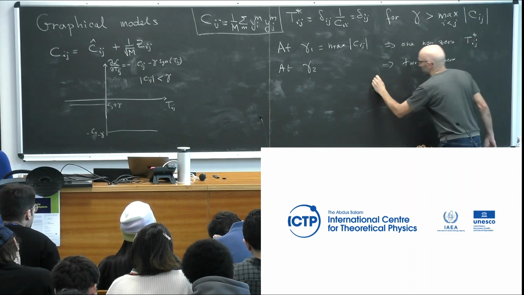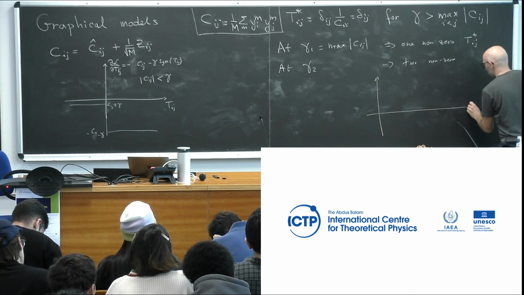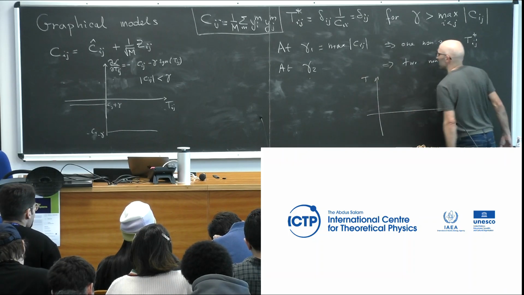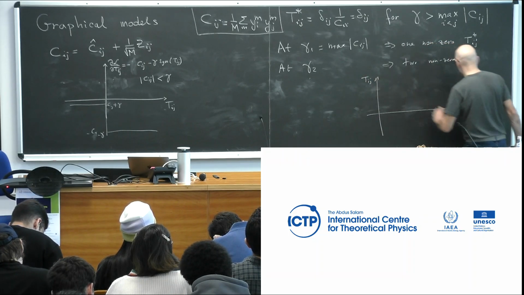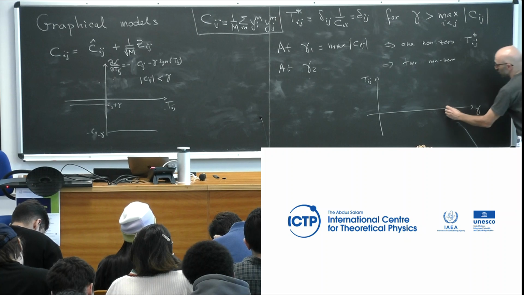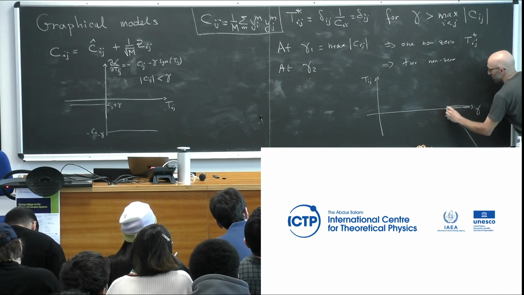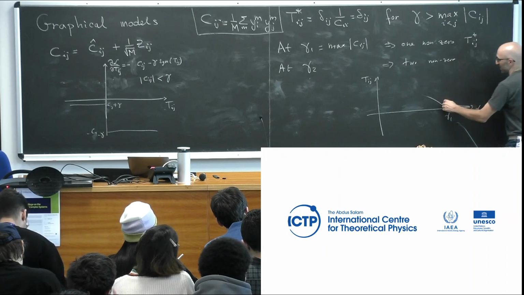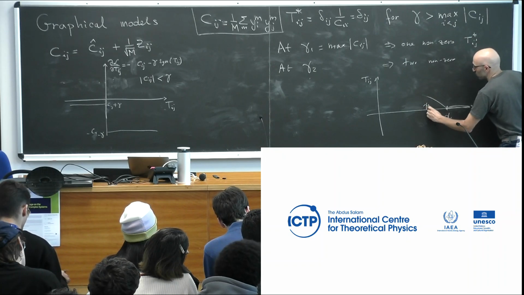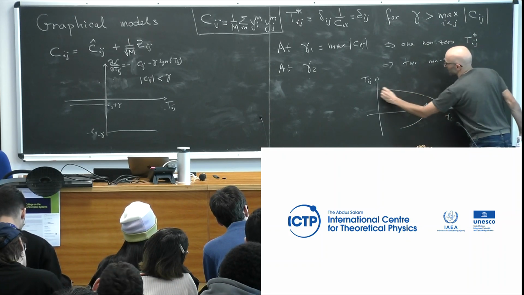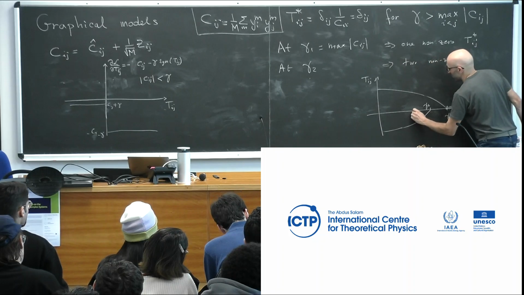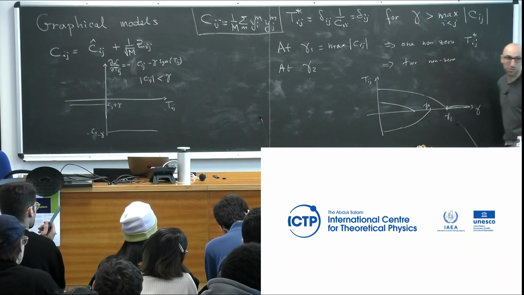So if you plot the matrix elements Tij as a function of gamma, for large enough gamma, they are all 0. Then there is gamma 1, and you start to have a non-zero element. Then at some point, there is a gamma 2, and there is another non-zero element. And then there is a gamma 3, and there is another element, and so on and so forth. Okay?